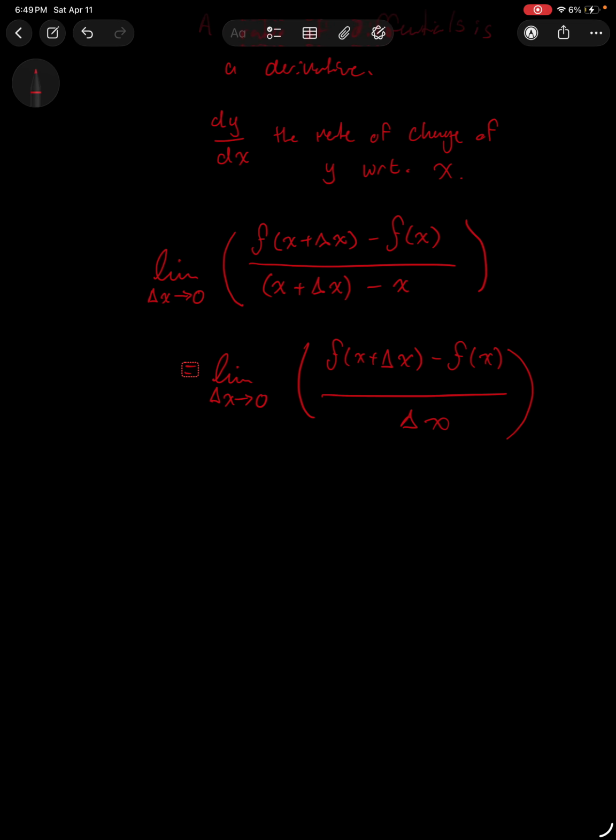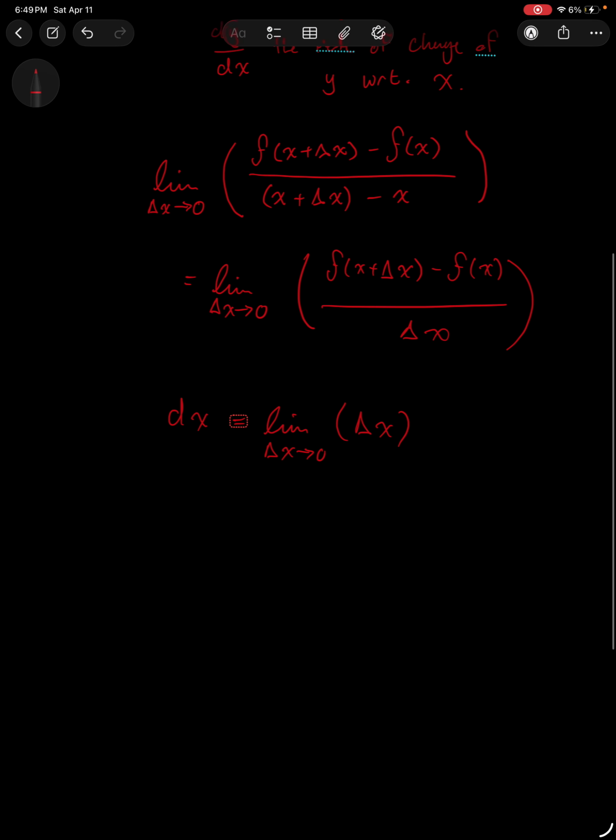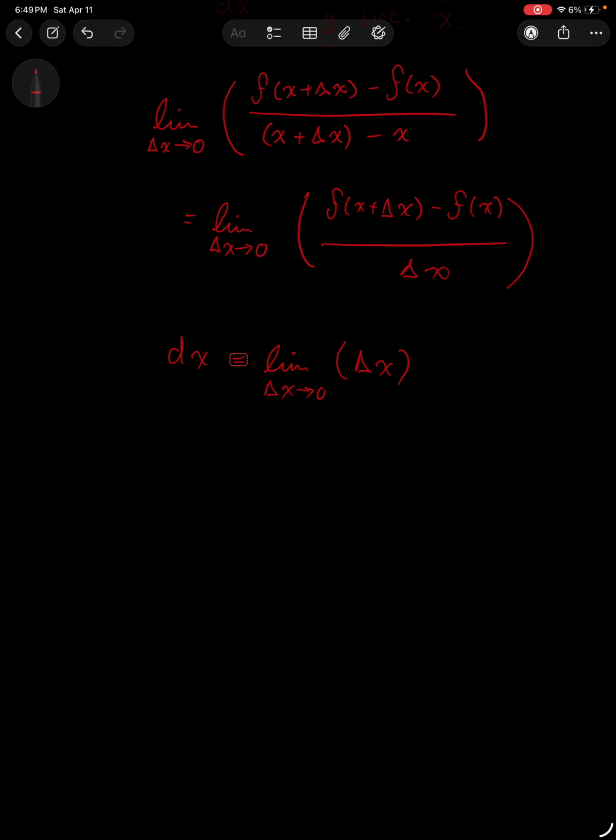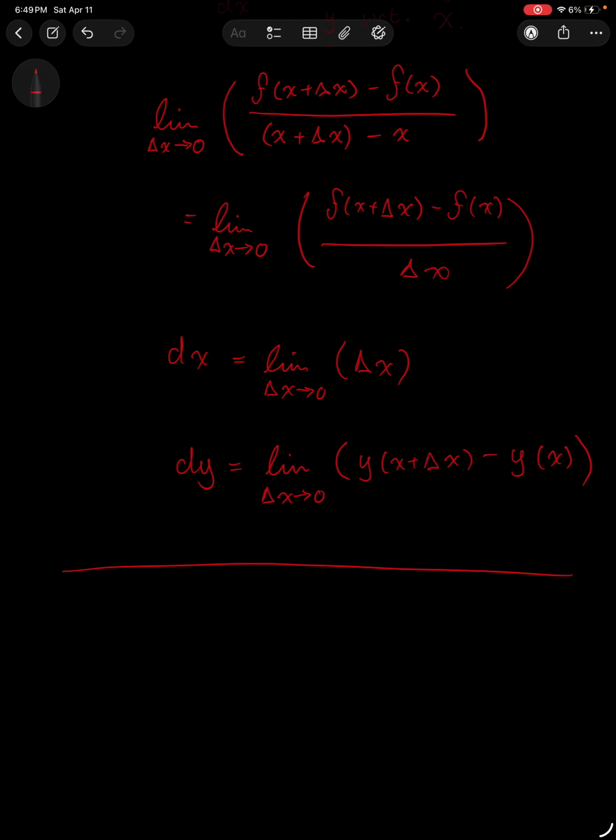So when we talk about a differential like dx, you can think of that roughly as the limit as delta x approaches 0 of delta x itself. And similarly with dy or df, you can think of it as the limit as delta x approaches 0 of y of x plus delta x minus y of x, if x is the independent variable and y is the dependent variable. So just keep that in the back of your mind. We're going to be setting up equations that relate these differentials and working with them.